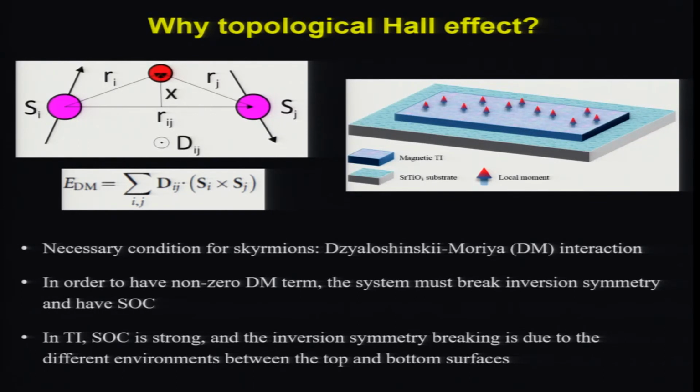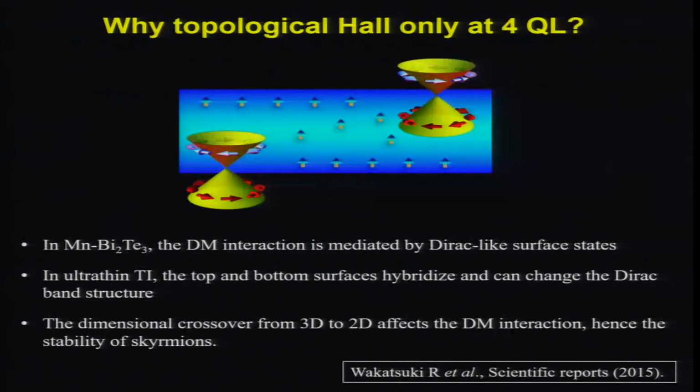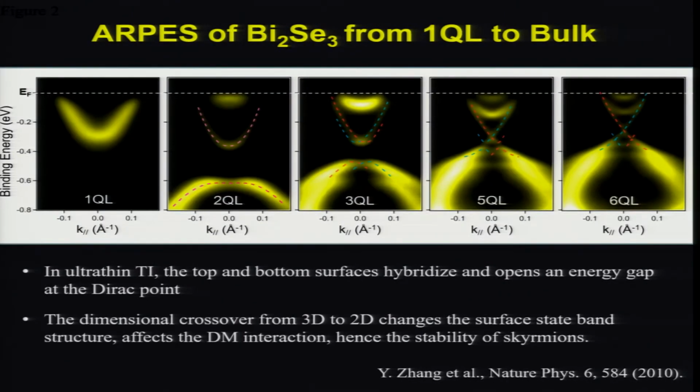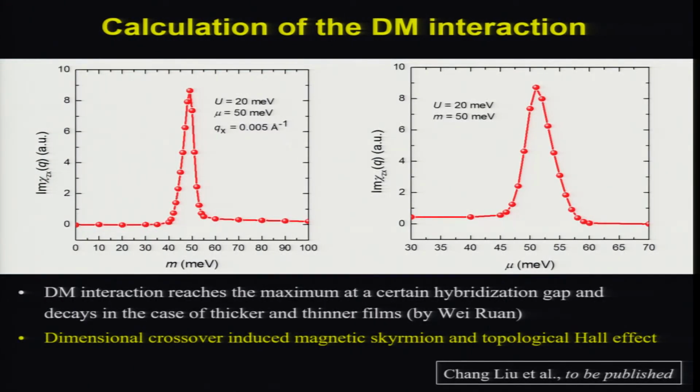I don't want to go into the details, but basically we think the physics is that for a topological insulator, when we make it very thin, the two surfaces will start to hybridize. That will change the band structure, and that will change the DM interaction, which is responsible for Skyrmion formation or other non-planar magnetic properties, which will give rise to the topological Hall effect. And we have theoretical calculations to confirm this conjecture.